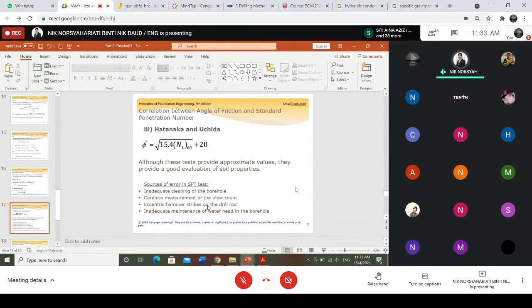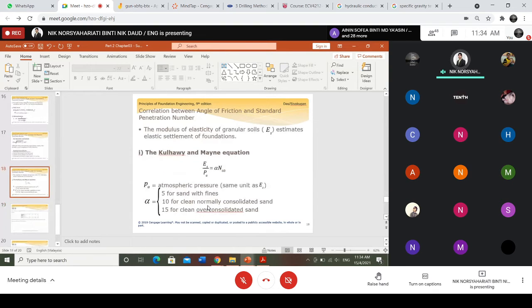So then the eccentric hammer strikes on the drill rod. This is again human errors and tool errors. Then the inadequate maintenance of water head in the boreholes, which is again related to the level of the water in the borehole. Right. So then we move on to the modulus of elasticity of granular soils.